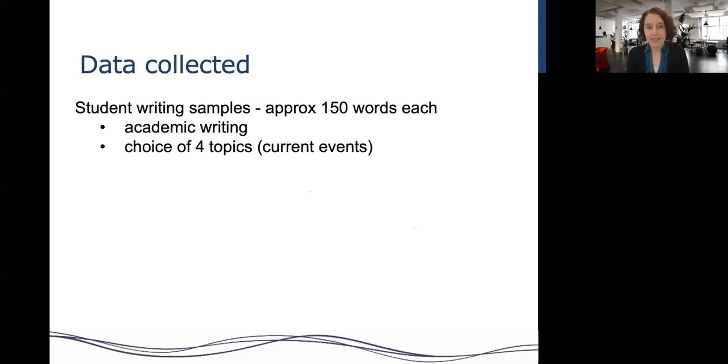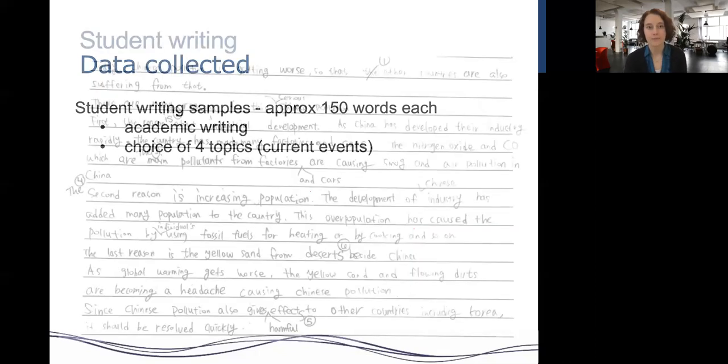Okay, so the data collected were writing samples that the students were asked to produce, and these were framed as writing tests for the classes. The students tended to produce about 150 words, and they were given a choice of 4 topics that they could then take and develop as they wished. These were based on current events at the time.